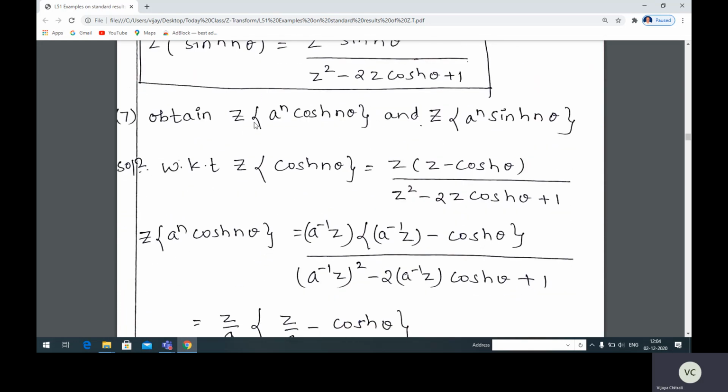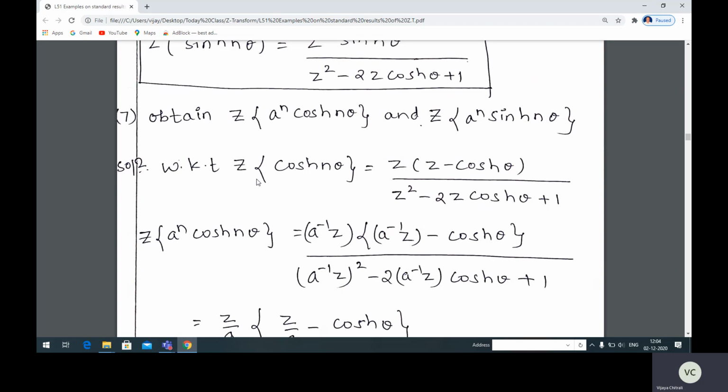So obtain z transform of e raised to n cos hyperbolic n theta and z transform of e raised to n sine hyperbolic n theta. So here we know what is z transform of cos hyperbolic n theta. Directly we'll write, but in exam first you need to show what is z transform of cos hyperbolic n theta and sine hyperbolic n theta. Then you apply damping rule to these two.